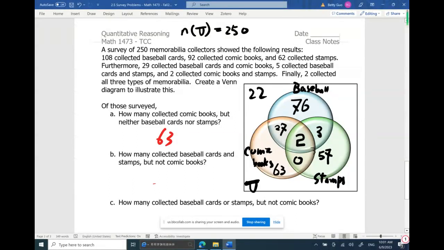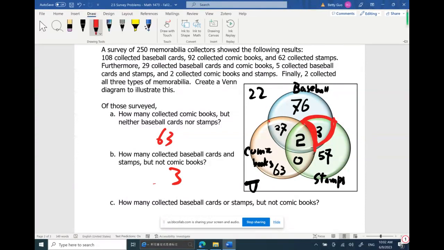Next. How many collected baseball and stamps, but not comic books? So baseball and stamps, but not comic books. This region. So that region represents the set here. It has 3 elements in it.